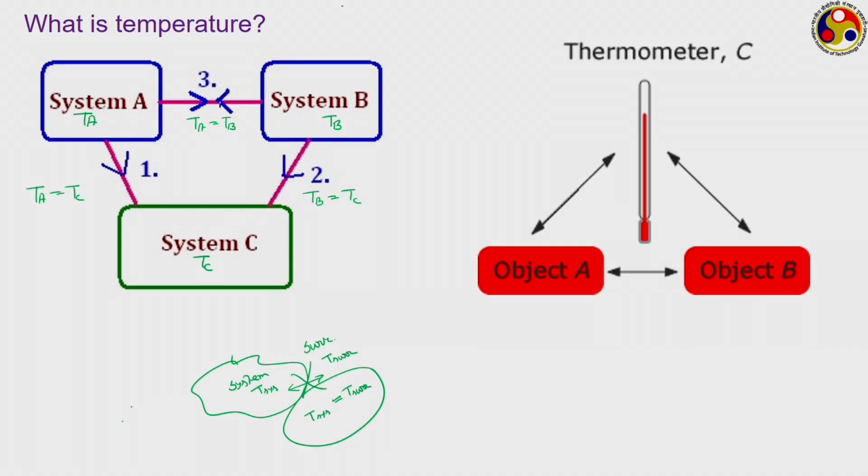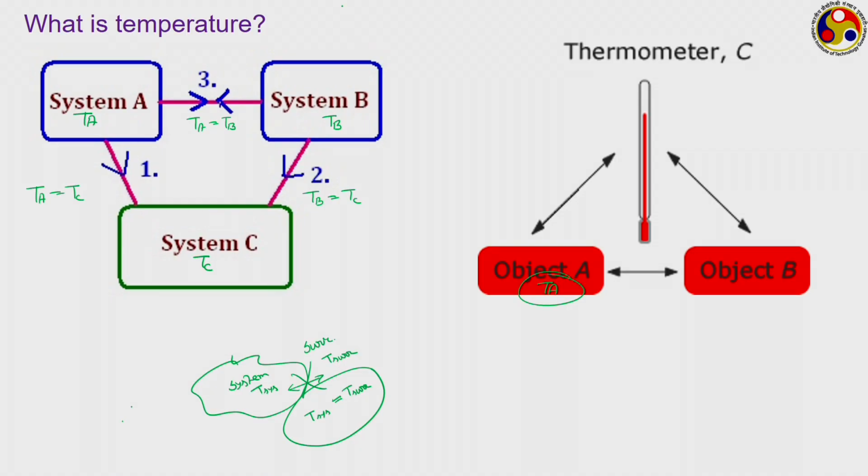Now, let us replace the system C with a thermometer. Then if A and C are in thermal equilibrium and separately B and C are also in thermal equilibrium, then A and B must be at the same temperature. Now, if we know the temperature of this object A, Ta, but we do not know the temperature Tb, then what are we going to do? If we take the thermometer C in contact with A, the reading that we get, we define as Ta. Now, if we take this in contact with object B, and if we get the same reading, then the temperature of B must be equal to Ta.